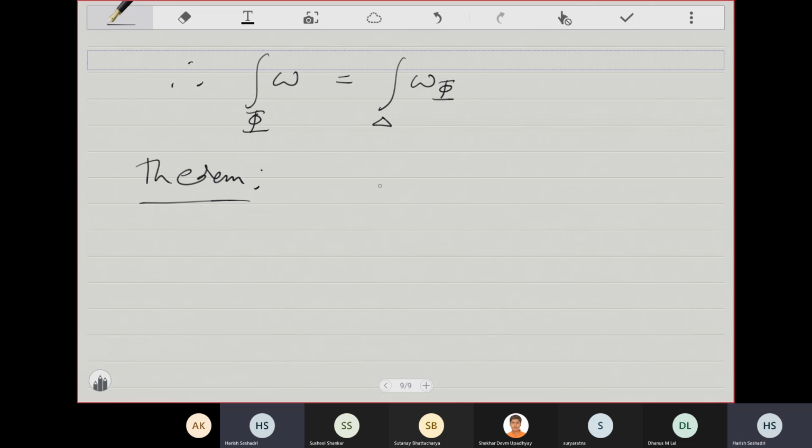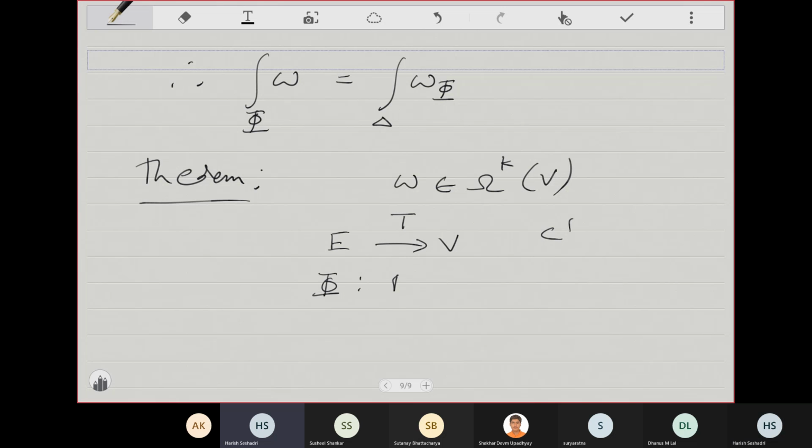Remember that the main theorem was: I start with a K form omega on V and a C1 map T from E to V, and a K surface phi in E, then the integral of omega... Well, if I want to integrate omega, I need a K surface in V, but I have a K surface in E. Of course, I have this C1 map, so I can compose. So this is T composed with phi.